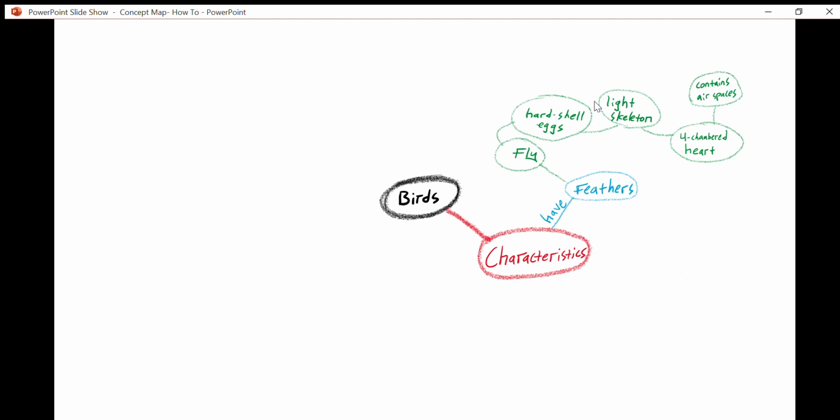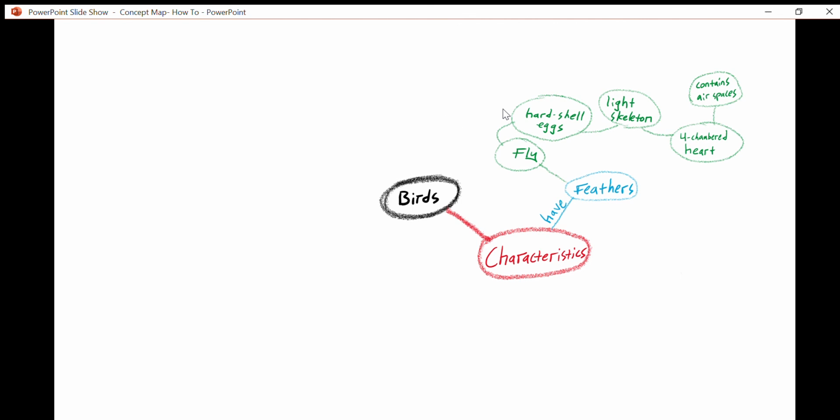Neither would we form a chain like this. This is also not something that we would do, because the way you would read this is it would say birds have many characteristics. One of those characteristics is that it has feathers. Feathers allow it to fly. Because it flies, it lays hard-shelled eggs, which give it a light skeleton, and that means that it has a four-chambered heart, so on and so forth. That doesn't make any sense, okay? It doesn't have hard-shelled eggs because it flies. Those two concepts aren't really related, okay?